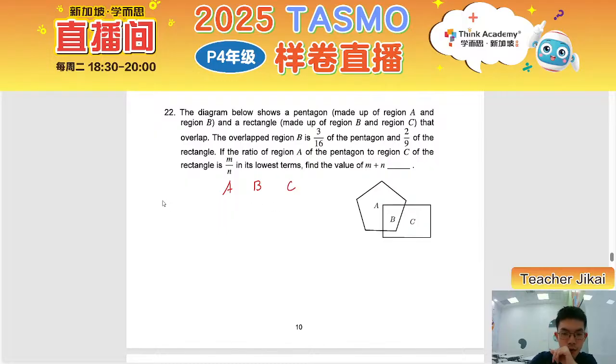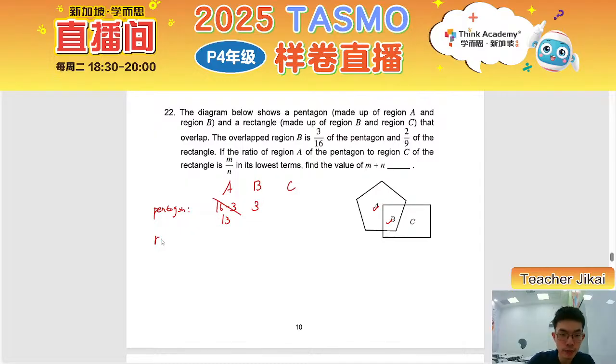Right. So for the pentagon, it is 3 over 16. So 3 is what? 3 is part B here. Right, 16 is what? 16 is the total. The total of the pentagon is just A and B combined. Right. So we know A plus B is 16. So how about A here? 16 minus 3, right? The total minus B's part. Yeah. So we know it is 13 to 3 for A and B. And this is for the pentagon.